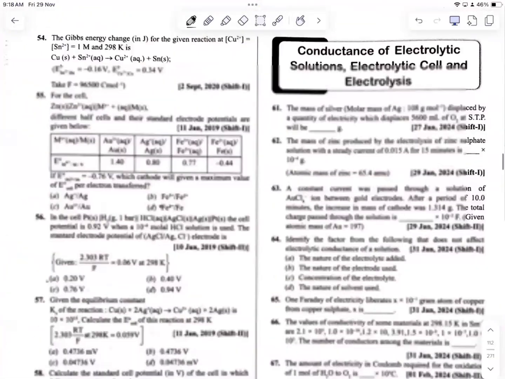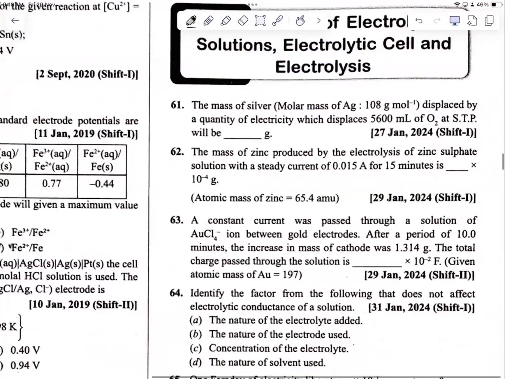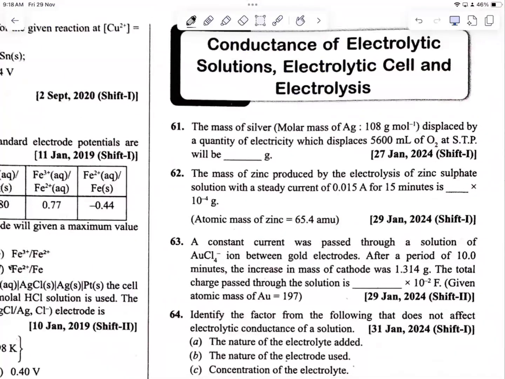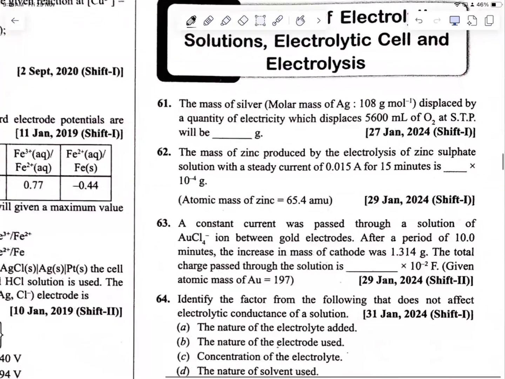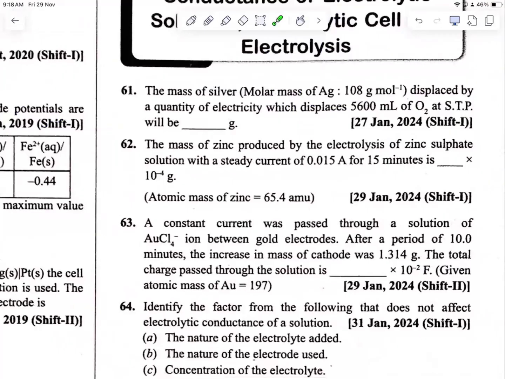Coming to the next part here. Conductance and conductivity cells. So check out conductance and conductivity cells. What are the types of questions asked? The first one. The mass of silver displaced by a quantity of electricity which displaces this much O2 will be equal to how much?